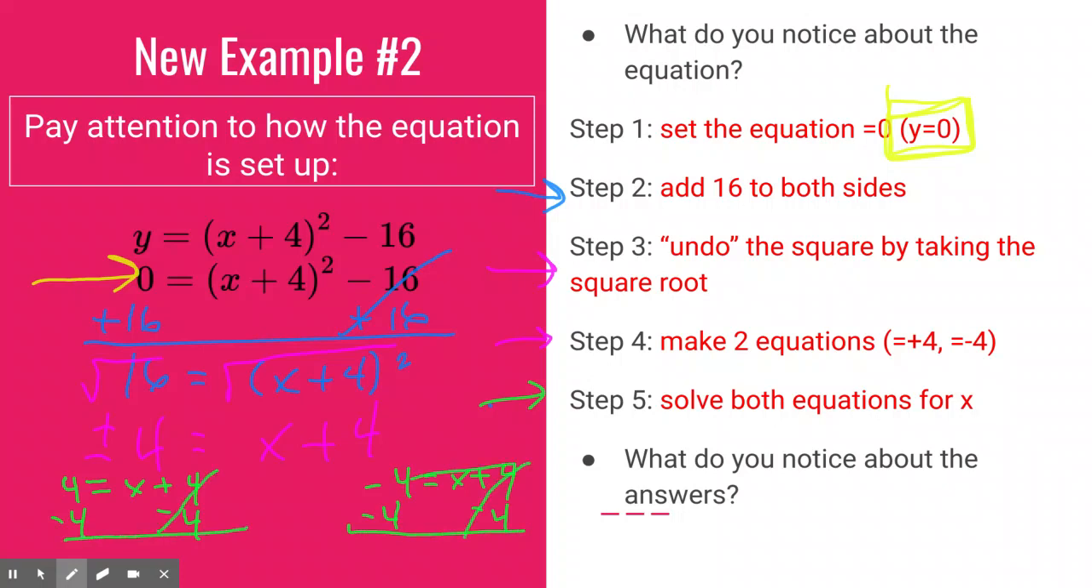So this first equation on the left, you are getting 0 is equal to x, and then the equation on the right, you're getting negative 8 equal to x. So pretty quick, pretty simple. And when you draw that on a graph, what will that look like? An x-intercept at 0 and an x-intercept at negative 8.